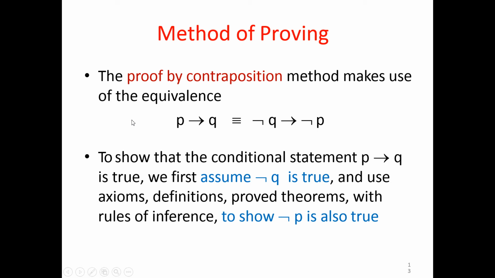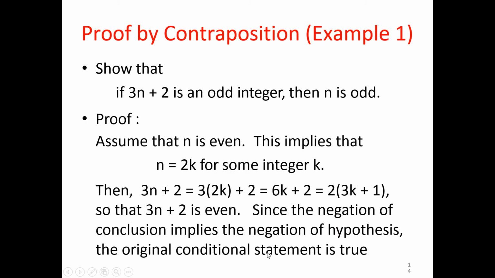The proof by contrapositive method makes use of the equivalence P implies Q is equivalent to negation Q implies negation P. Now to show that the conditional statement P implies Q is true, we first assume negation Q is true and then use axioms, definitions, proven theorems with rules of inference to show that negation P is also true.